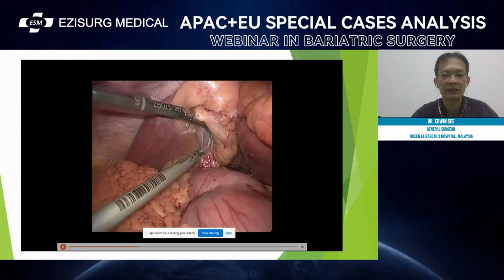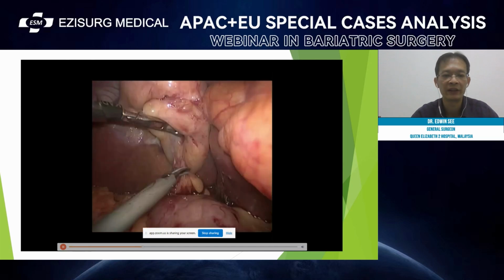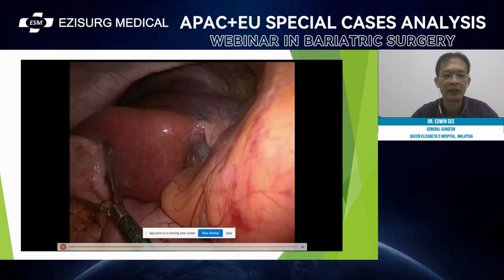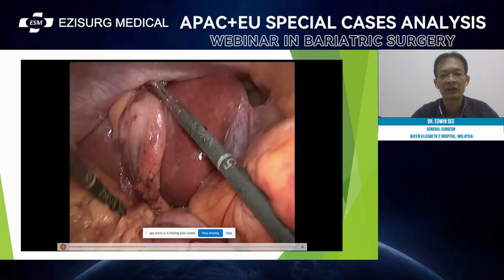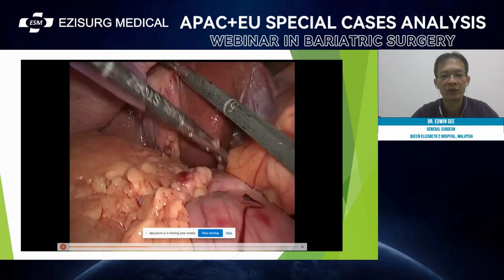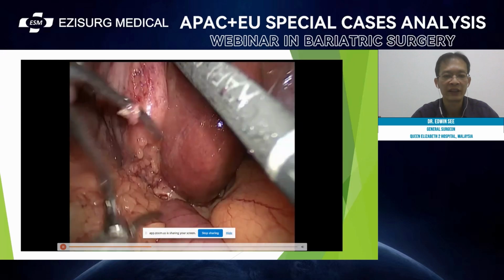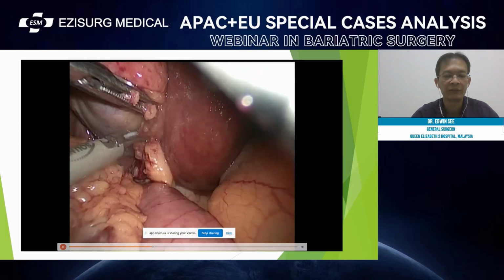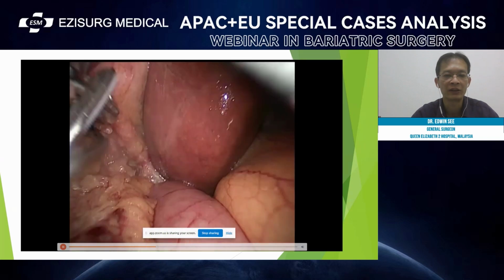I will get my assistant to help push down the duodenum and the omentum that's at times occluding the view, and then later on the assistant will retract the gallbladder upwards. And bear in mind, the surgeon is standing on the right side and the assistant on the left side. That means this is a different way of approaching this cholecystectomy.